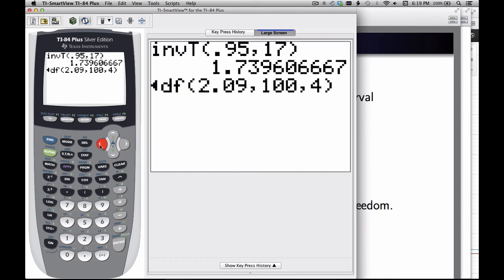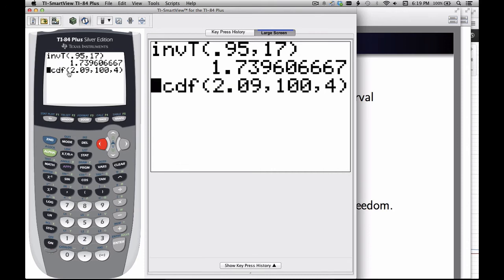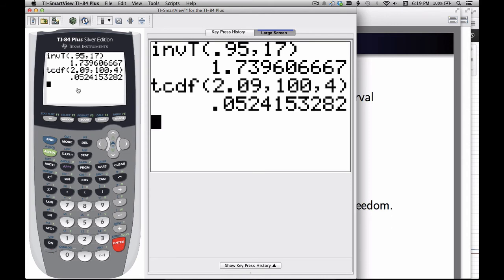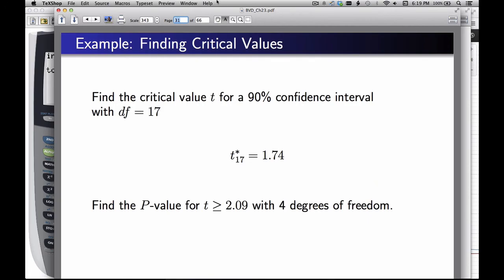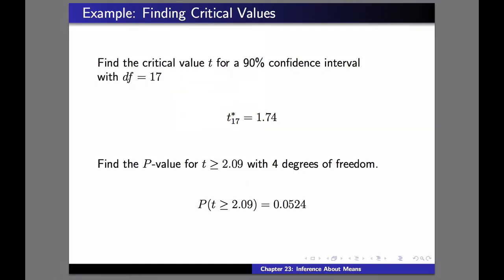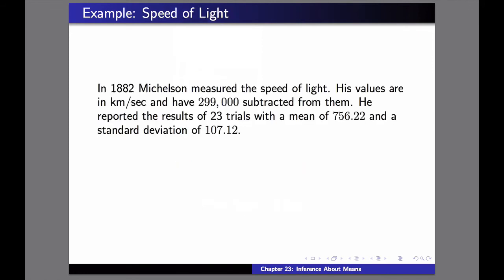Now, once again, on your calculator, you'll probably just end up with something that looks like that, TCDF of those parameters. Hit enter, and we get a p-value of 0.052-ish. Okay, hopefully that's what I put in my slideshow. There it is. So that's finding critical values, that's finding p-values. Hopefully that sets you on your way with that part.